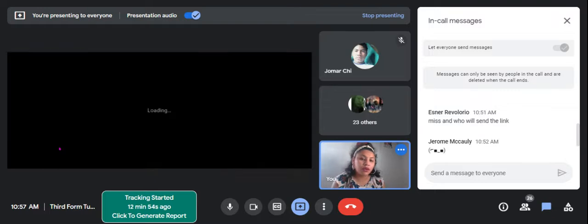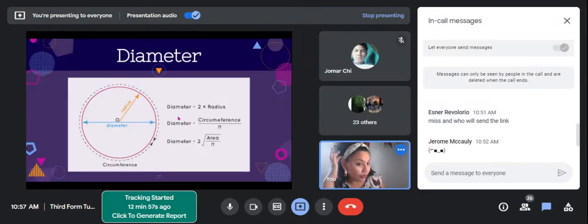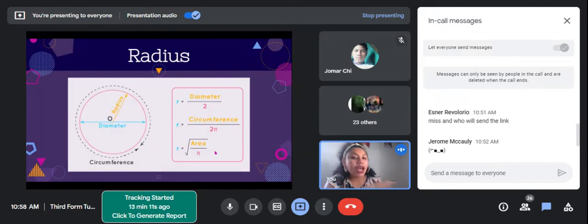Right here. So now if we take a look at this slide, we have the three formulas for diameter. Diameter is equal to 2 pi r, diameter is equal to circumference divided by pi, and diameter is equal to 2 times the square root of the area divided by pi. And if we take a look at the three formulas for finding radius, I have radius is equal to diameter divided by 2, radius is equal to circumference divided by 2 times pi, and radius is equal to the square root of area divided by pi. And I'm going to be using these formulas to solve questions.